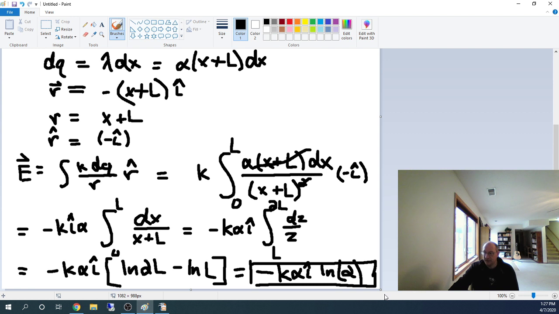Okay, does that make sense? And some of that is not really window dressing. It comes out to a nice form there with the natural log of 2 and k and alpha, but you could have left it in this form as well and it's still correct. There's no mistake there, but I like to simplify it as I can.